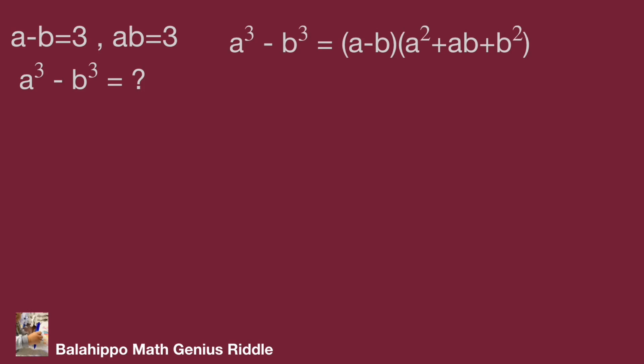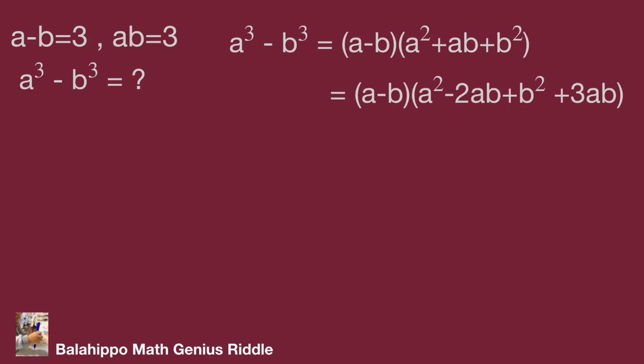Change the second quantity to become a squared minus 2ab plus b squared plus 3ab. Then it becomes quantity a minus b multiplied by quantity a minus b squared plus 3ab.